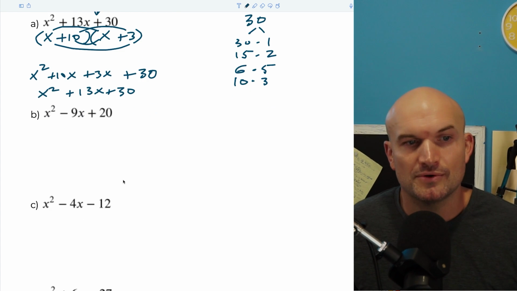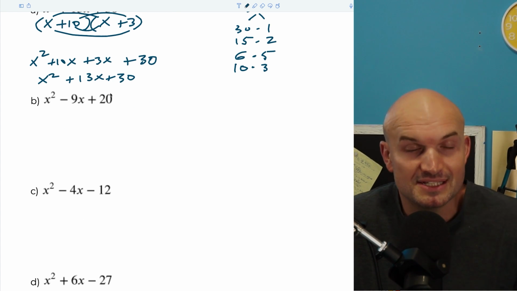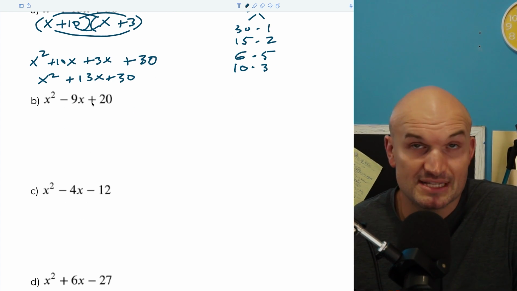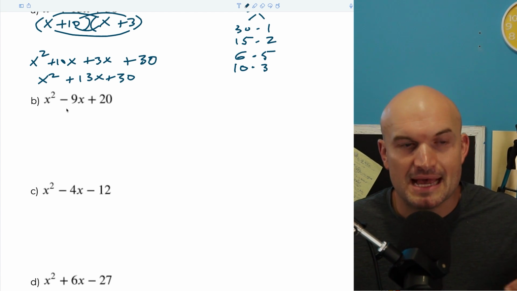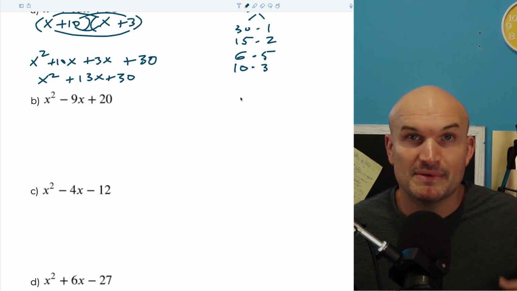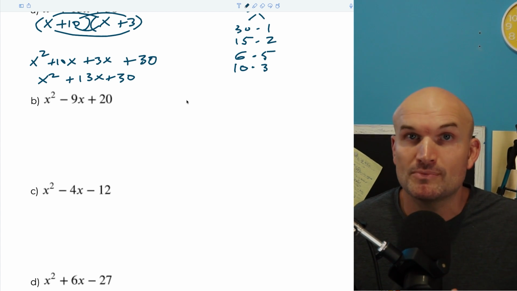All right, so now let's go through this example. This one's very similar to the last one. The last number is a positive, but the middle term is negative. So what that tells me now is that rather than both of my factors being positive, both of my factors have to be negative.